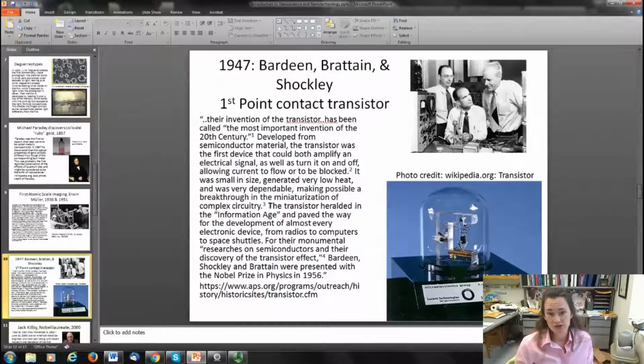It heralded the way of the information age and paved the way for the development of almost every electronic device, from radios to computers to space shuttles. Now, for their discovery, of course, Bardeen, Shockley, and Brattain were presented with a Nobel Prize in Physics in 1956. So these guys did that.